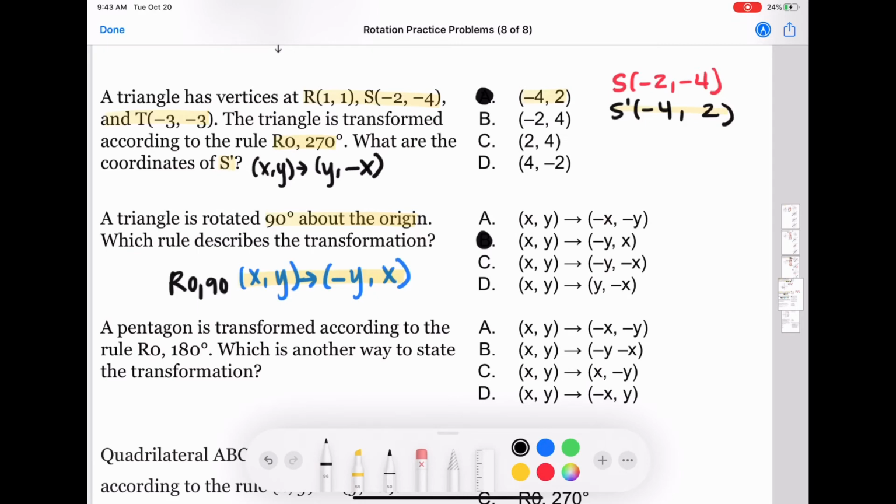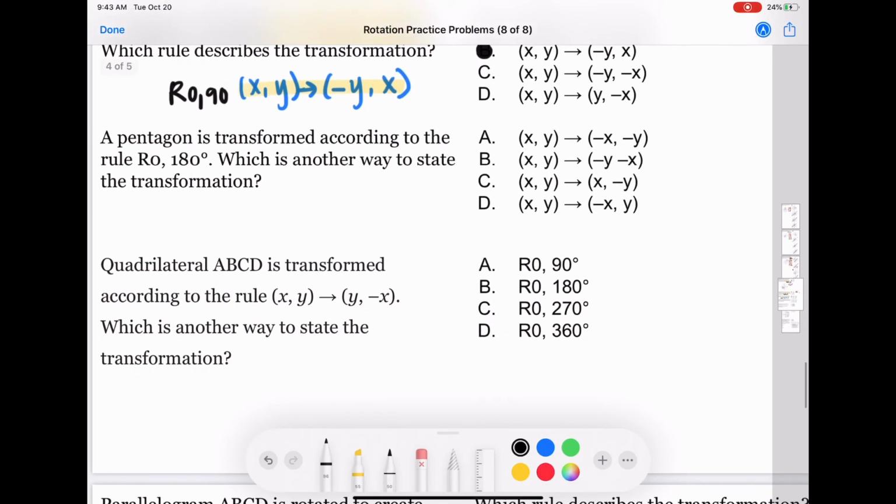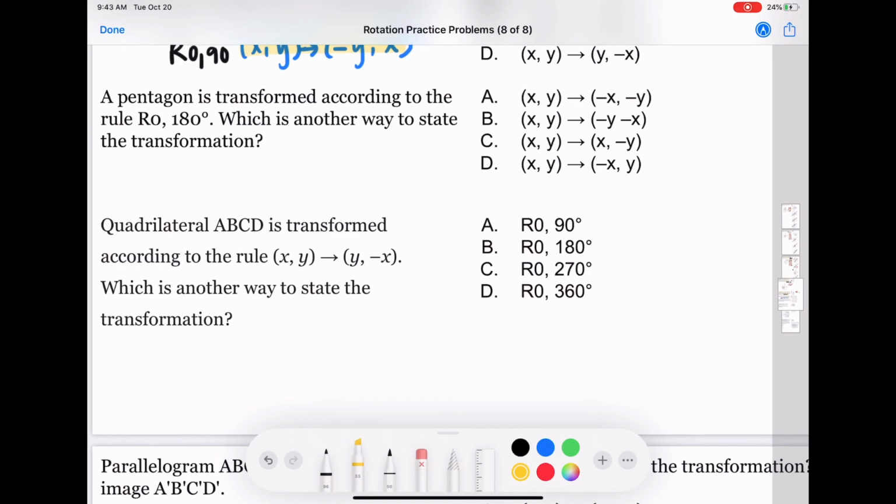Okay, let's look at the next problem. This problem says that a pentagon is transformed according to the rule R about the origin 180 degrees. What is another way to state this transformation? Well, just like the previous question, all we would have to do is identify the mapping rule. And our mapping rule tells us that when we have a rotation about the origin 180 degrees, we take the original x and y coordinates and simply negate them. Therefore, in our answer choices, we're looking for which answer choice closely matches this, and that is answer choice A, and so A will be our answer.